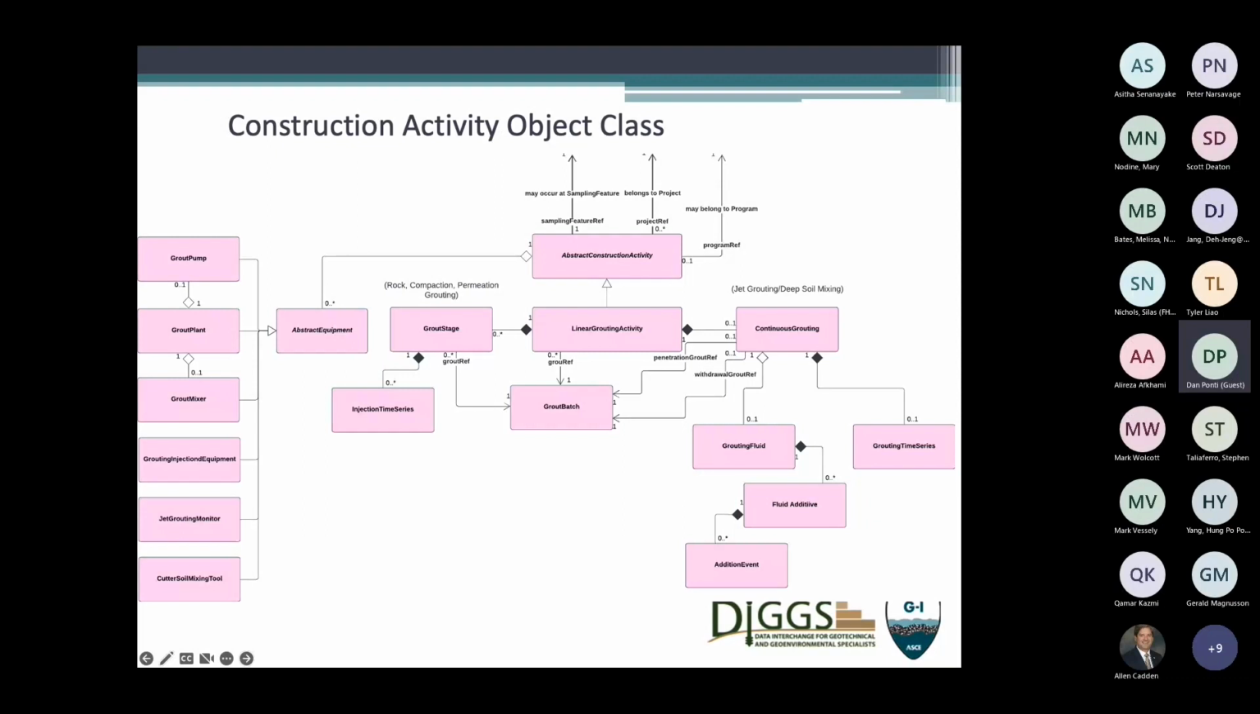We've developed a whole bunch of new specialized equipment objects for being able to specify characteristics of the grout pumps, the grout plant, jet grouting monitor, etc. And also, we've extended our sample object to contain information for grout batches. So the details of the grout mixes can be identified and then referenced by the grouting activities or the grout stages. And also grouting fluid characteristics with respect to the fluids that are used in the jet grouting and deep soil mixing activities.